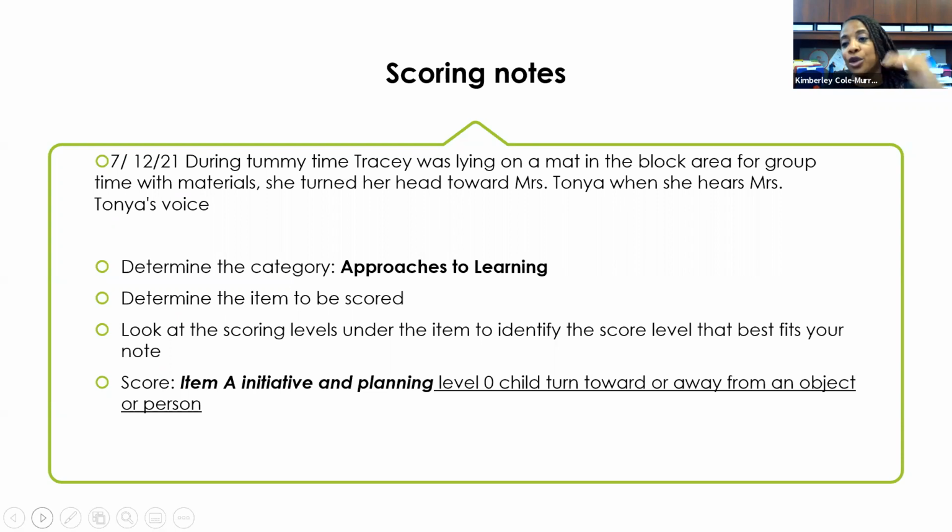So again, you want to look at your category. Underneath the category, you're going to find the item that your note fits under, and then you're going to look at the scoring levels, and you're going to score your note according to what actually happened or what was actually said.